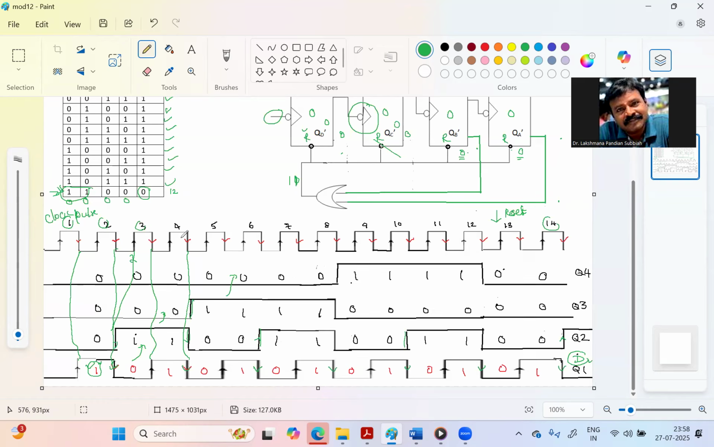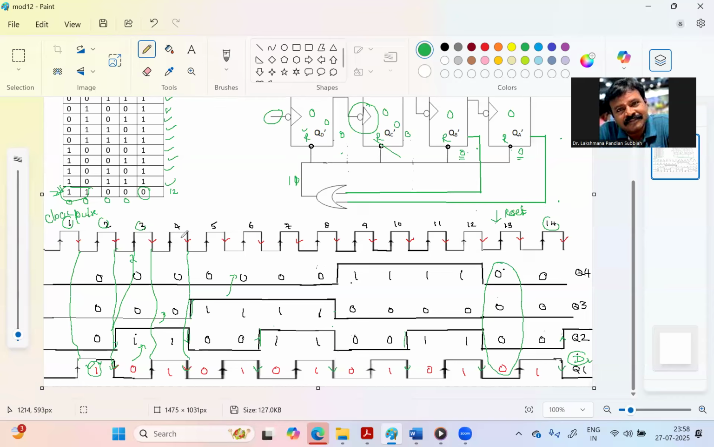Next, this is lower to higher, there is no transition. Then higher to lower, we are having a transition. Right? Higher to lower, we are having a transition. But this will make the transit as a 1. But at that time, we are resetting. So we are resetting now.